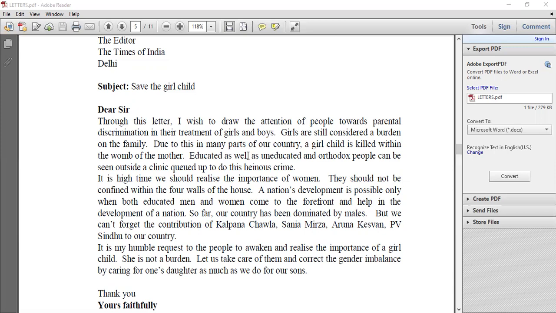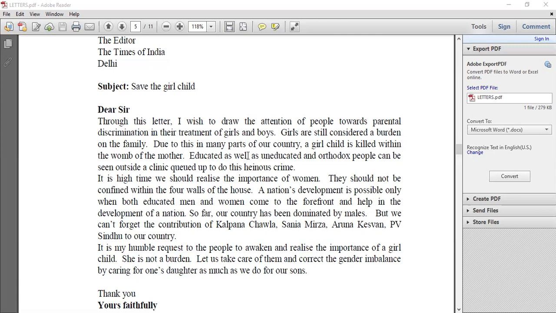So far, our country has been dominated by males. Yes, of course, when you were studying and reading the poem Jennifer's Tigers by Adrienne Rich, you might have understood the concept of a male chauvinistic society, a male dominated society, chauvinism or domination. That's why the writer is mentioning that so far our country has been dominated by males, a male dominated society. Still, it is known as.